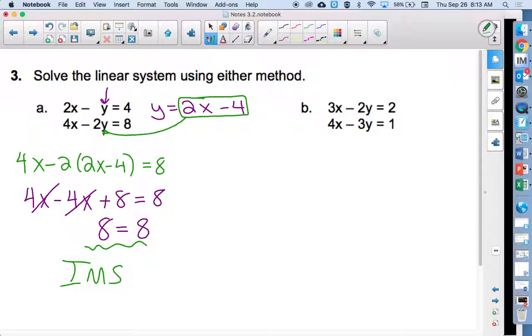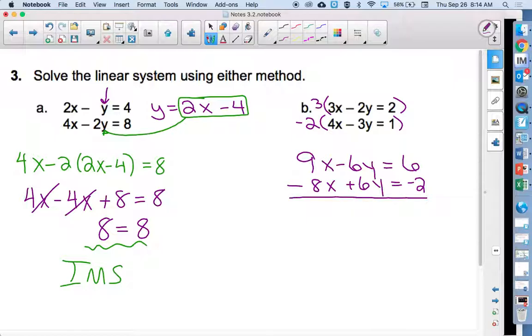Letter B, what could we multiply by with letter B? Nick? You can multiply the top by 3 and the bottom by... So he's getting rid of the y's here. So multiply the top one by 3, the bottom one by -2. And Nick, when you add them together, you end up getting x equals 4.